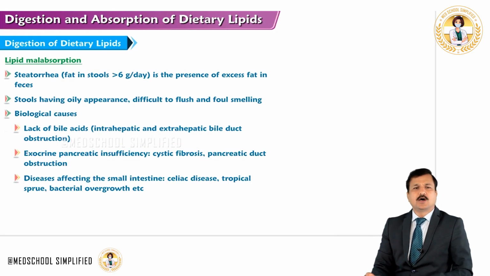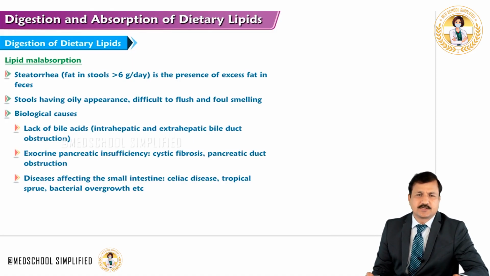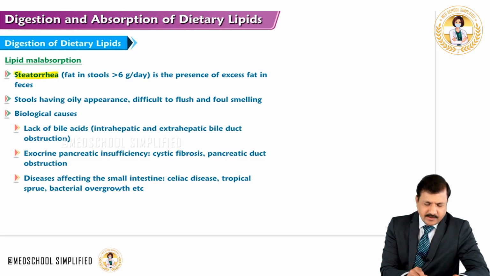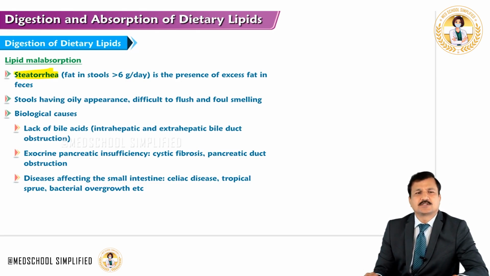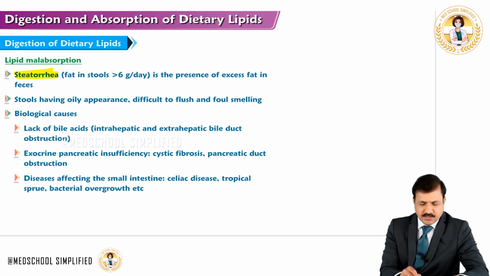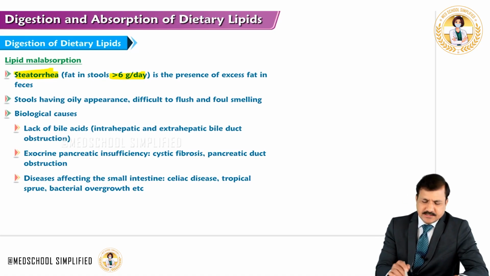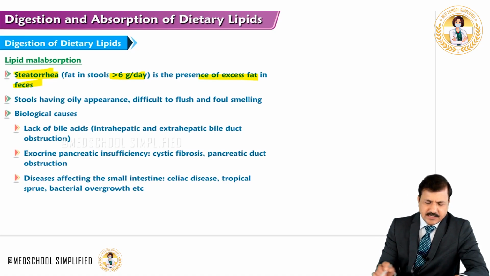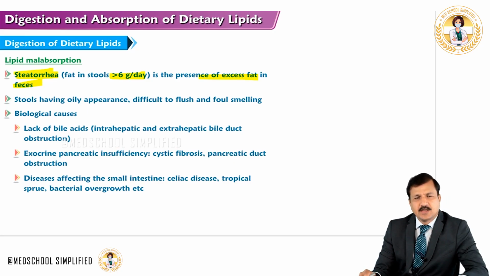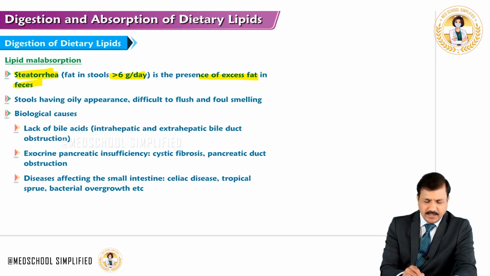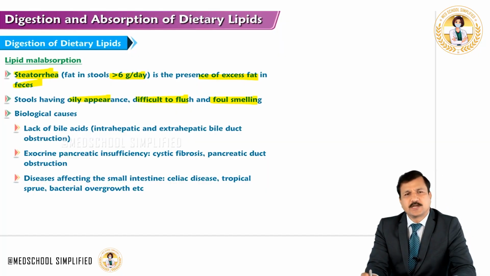Now coming to lipid malabsorption disorders. A condition called steatorrhea, in fact it is a sign called steatorrhea. It simply indicates fat in the stools is much more than 6 grams per day. It is an excess presence of fat in the feces. That is what is called steatorrhea. During steatorrhea, stools will have an oily appearance, be difficult to flush, and also be foul smelling.